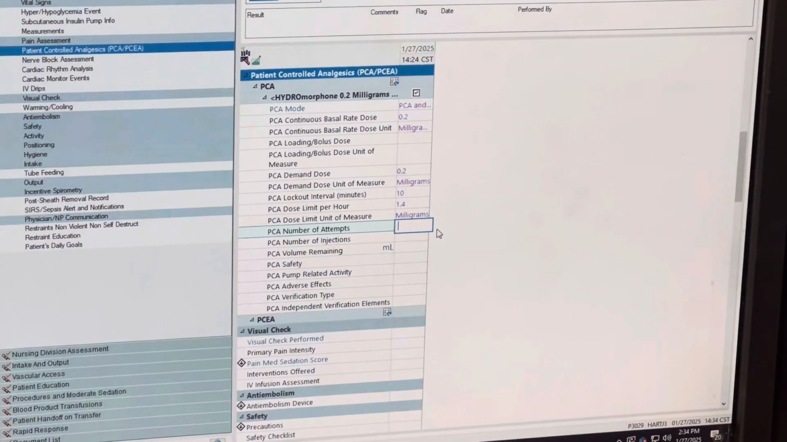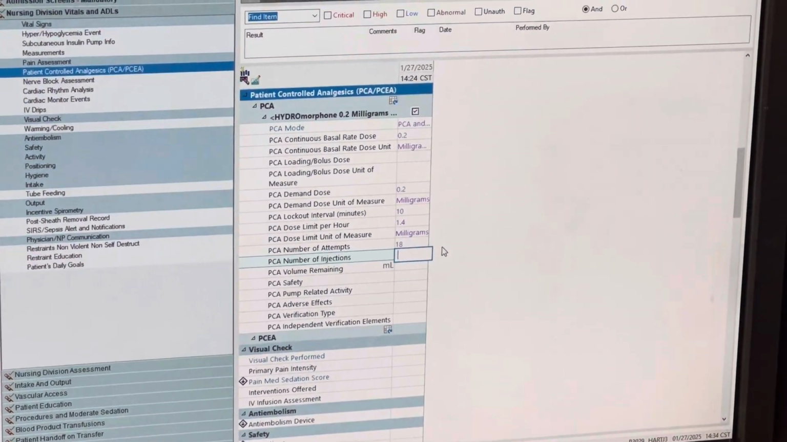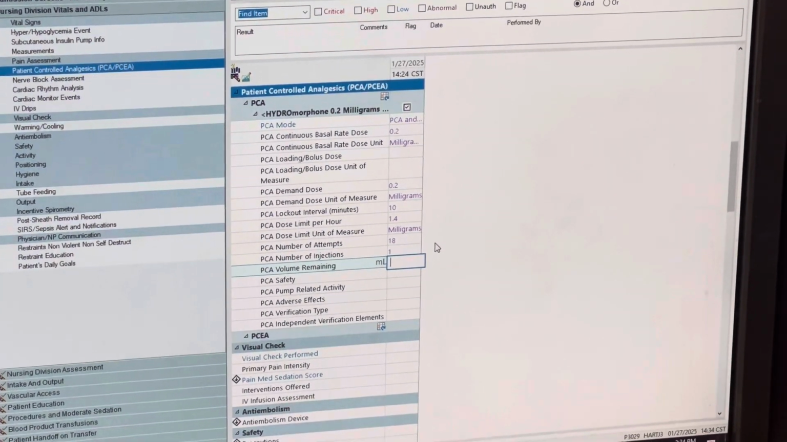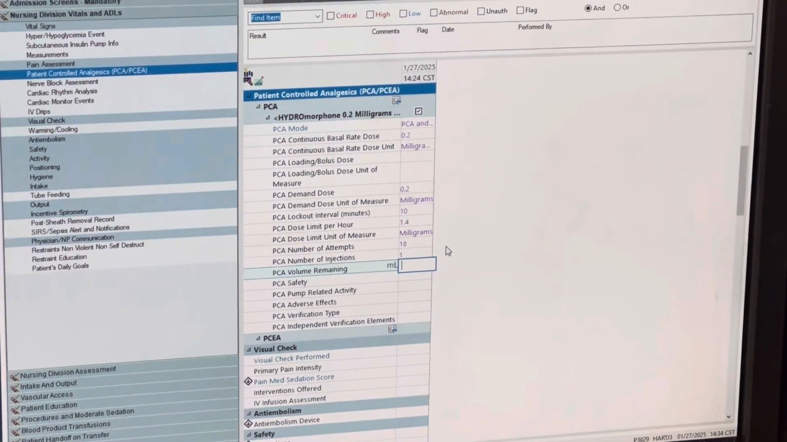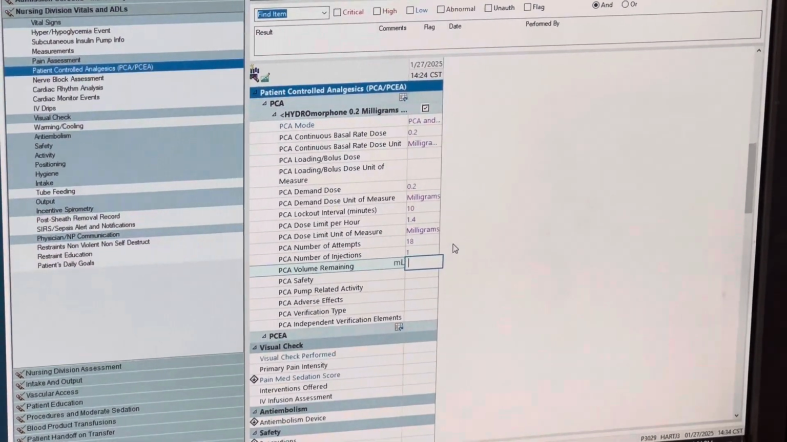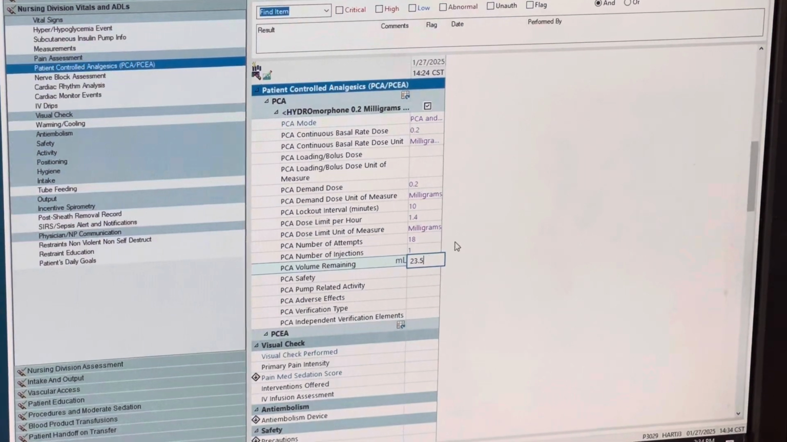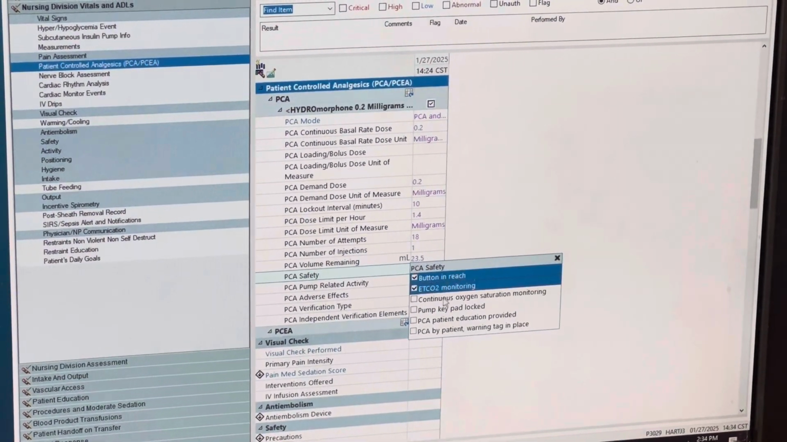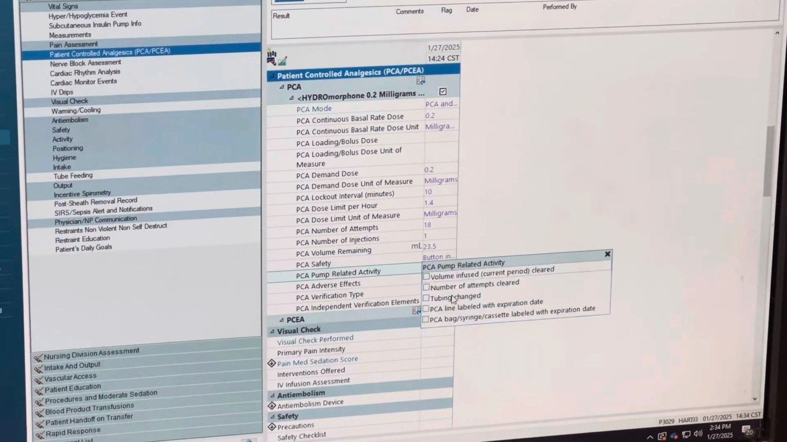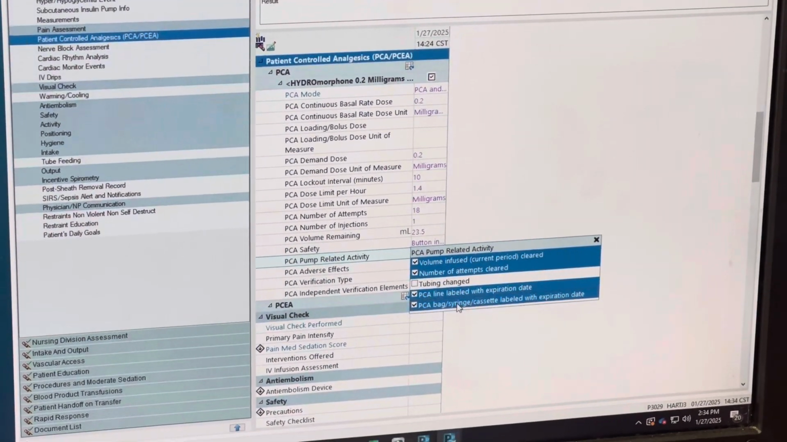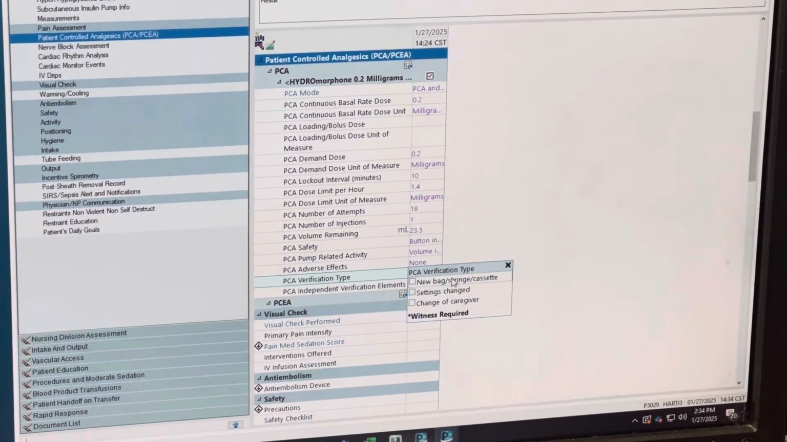milligrams. So the patient pushed it 18 times. They got one actually given, and then the VTBI, or the volume to be infused, will go here. So that was the 23.5. And then the patient will always have their CO2 monitor on. You don't need to change the tubing unless it's been 96 hours.